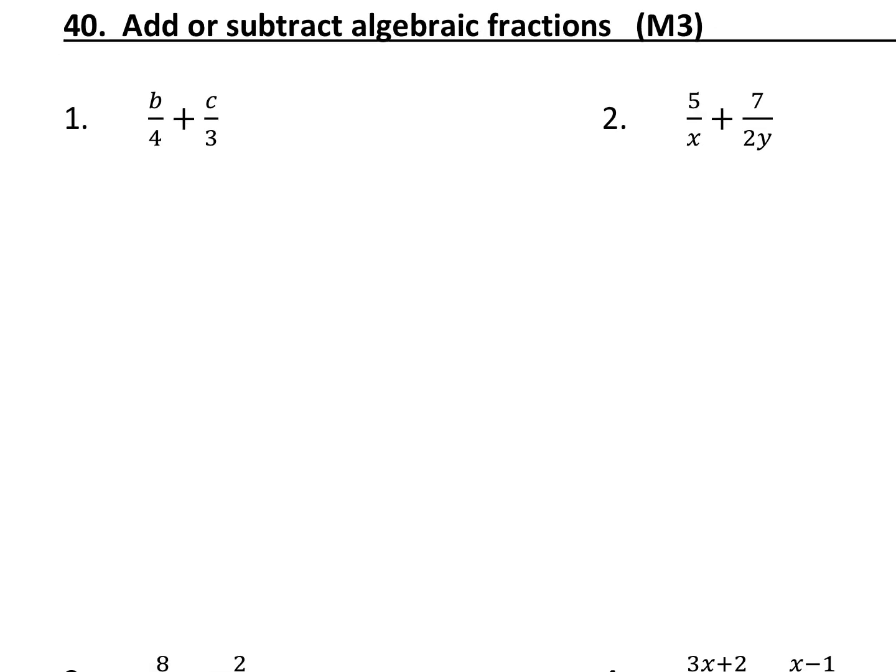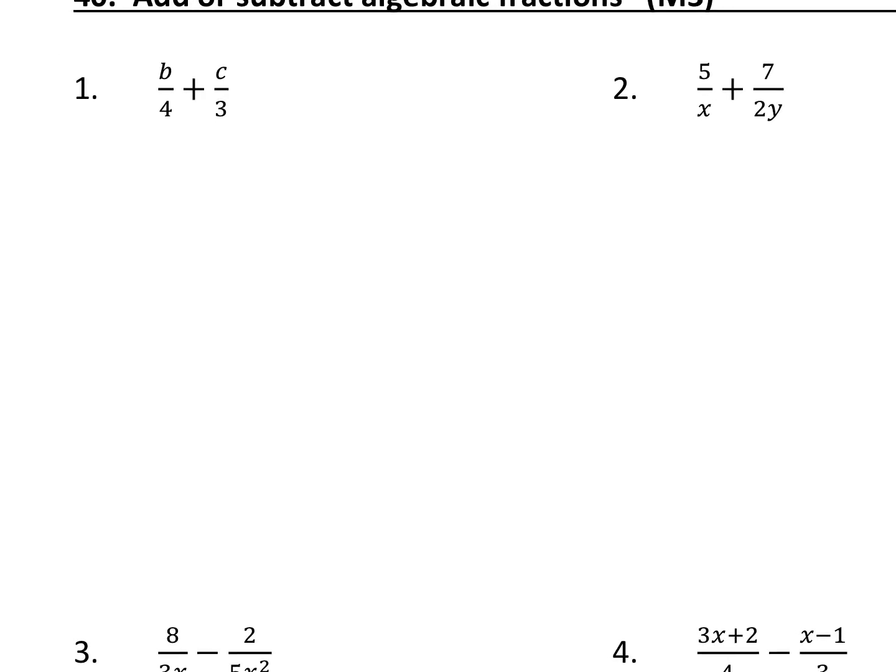Okay, with adding fractions, your technique, if it's numerical or algebraic, is the same in as much as you need to get a common denominator. So in this question we've got 4 and 3, a common denominator would be 12. When we get a common denominator, because we multiply the denominator by 3, the numerator must be multiplied by the same number. So you'd have 3b.